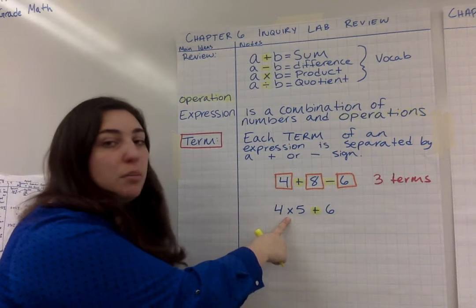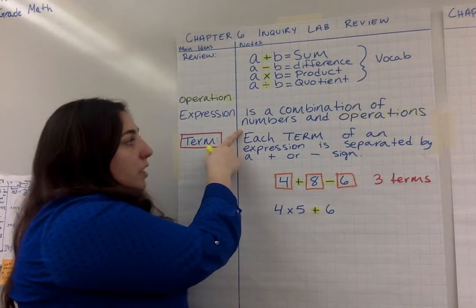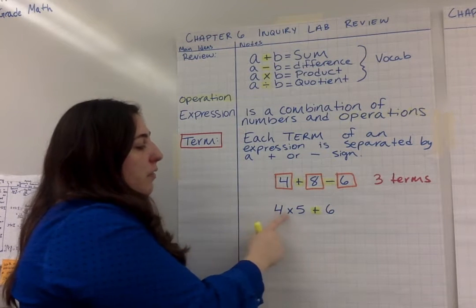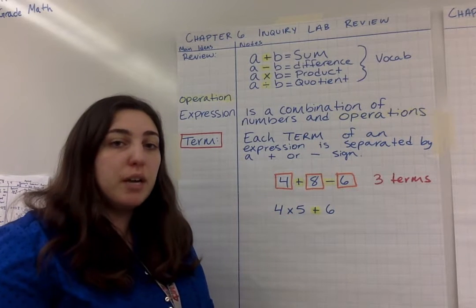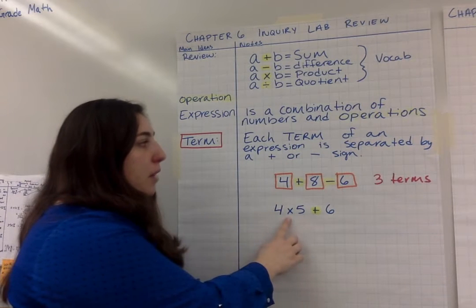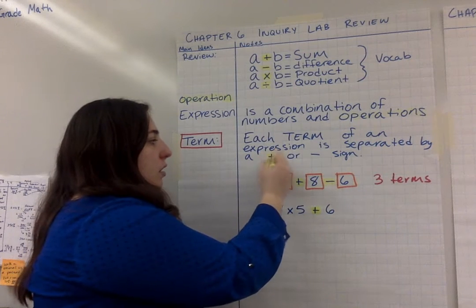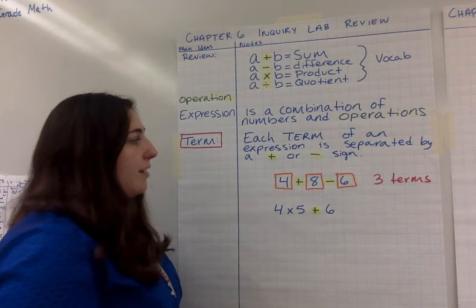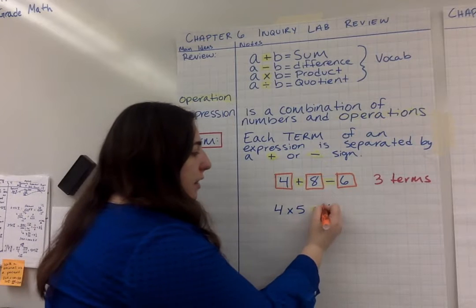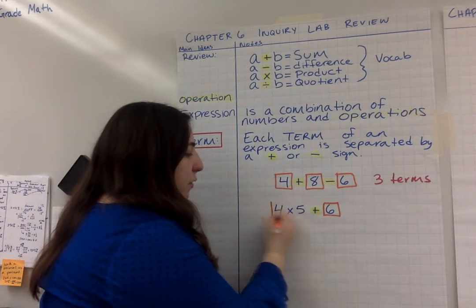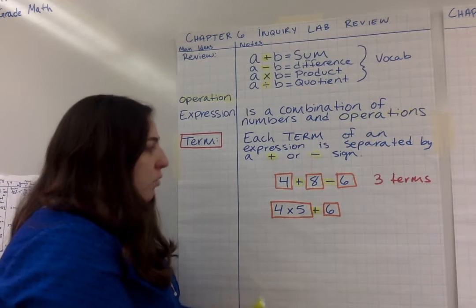Even though this multiplication sign is an operation, so it fits our description of what an expression is, which is a combination of numbers and operations, even though this multiplication is an operation, it does not separate a term. See right here, we only have plus or minus signs that separate our terms. So that tells us that this 6 is a term, and this 4 times 5 is 1 term. So that means we have 2 terms.